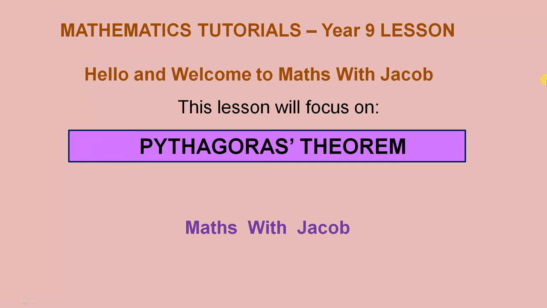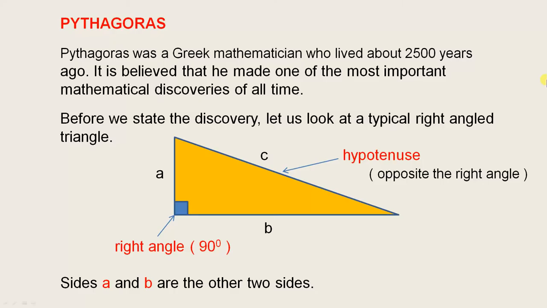This lesson will focus on Pythagoras' theorem. Pythagoras was a Greek mathematician who lived about 2,500 years ago. It is believed that he made one of the most important mathematical discoveries of all time. Before we state the discovery, let us look at a typical right-angled triangle.